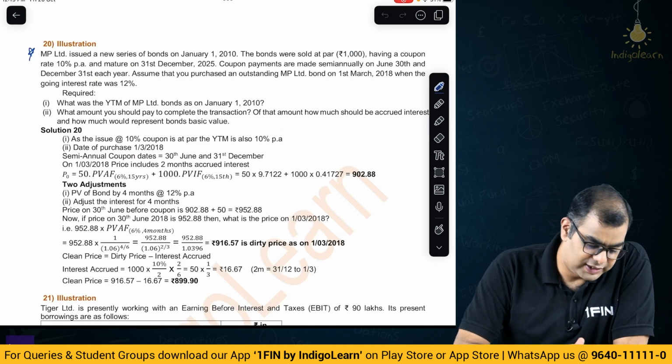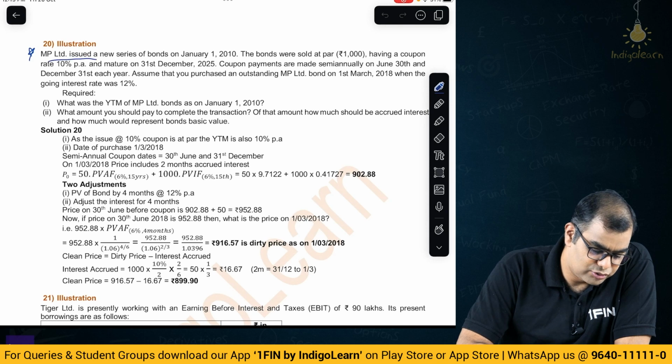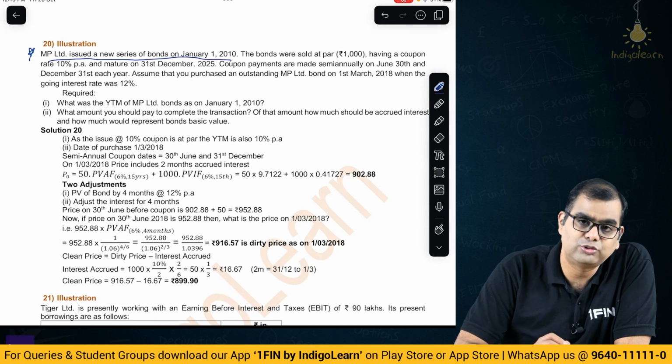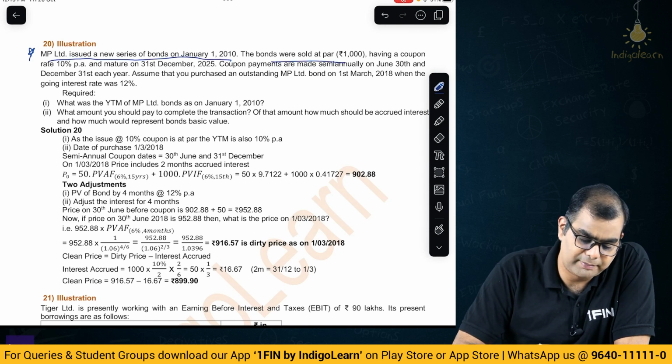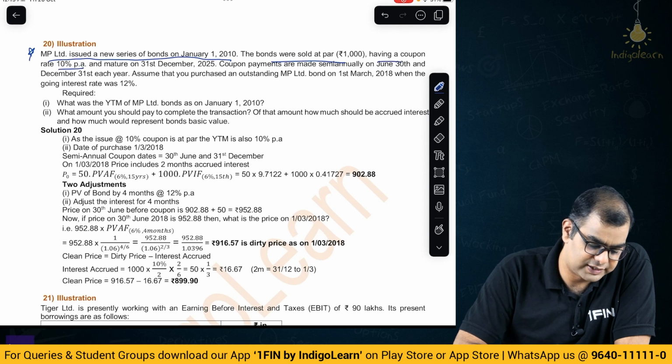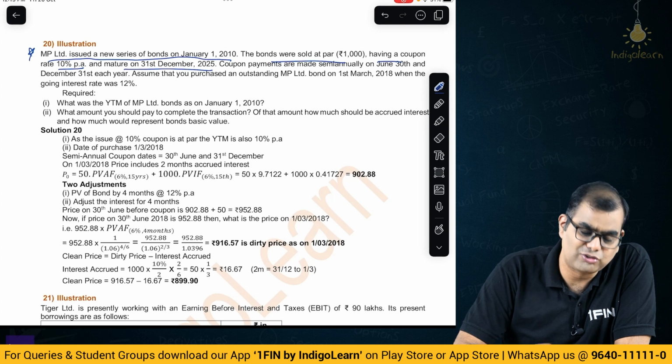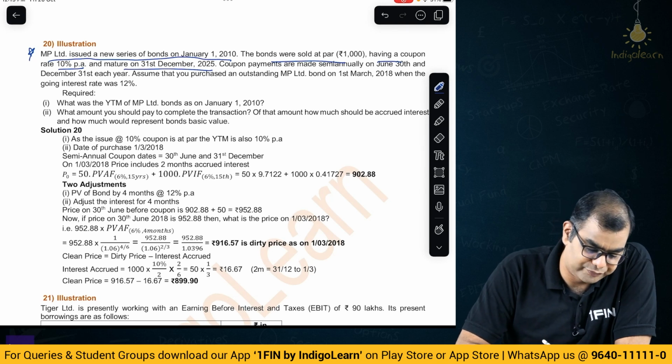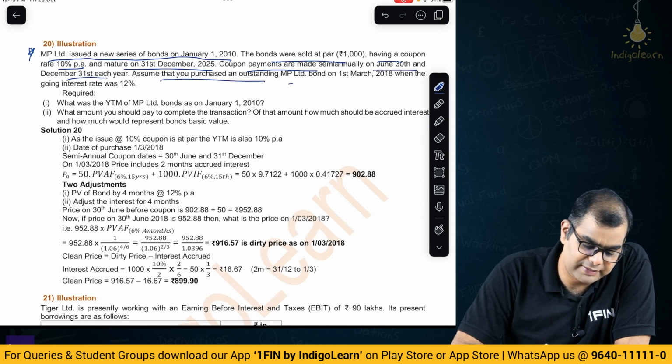So, friends, let us look at the next question. MP Limited issued a new series of bonds on 1st Jan 2010. The bonds were sold at par, having a coupon of 10% and maturing on 31st December 2025. If they are sold at par, it means yield and coupon are both the same. Coupon payments are made semi-annually on June 30th and December 31st each year. Assume that you purchase an outstanding MP Limited bond on 1st March when the going interest rate was 12%.